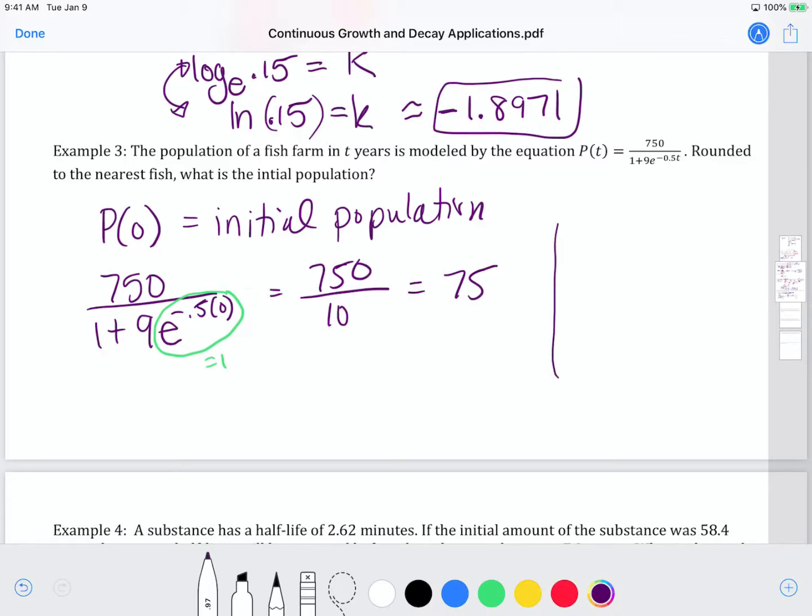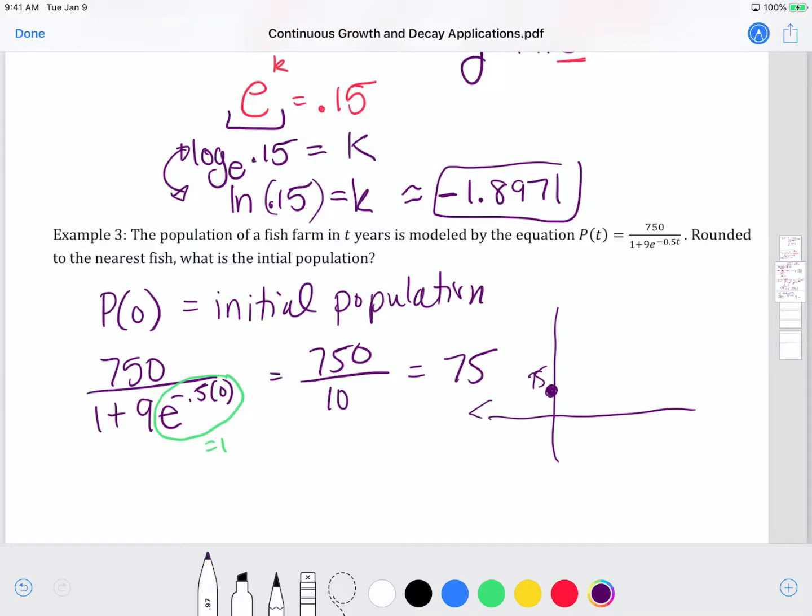If I were to graph this, that's where it would cross here at 75. It would level out going to the left at 0. It would come up, and then it would flatten out at C. In this case, our value of C is 750. So this would be our carrying capacity. So it's pretty much going to max out, or come close to maxing out, at 750.